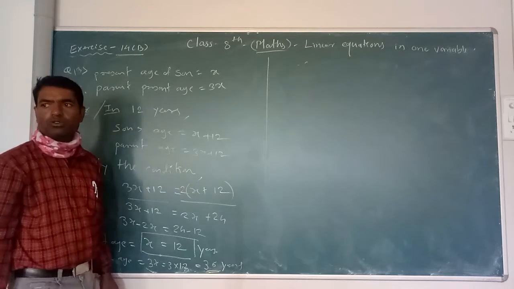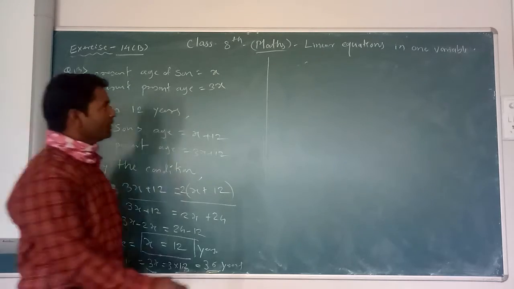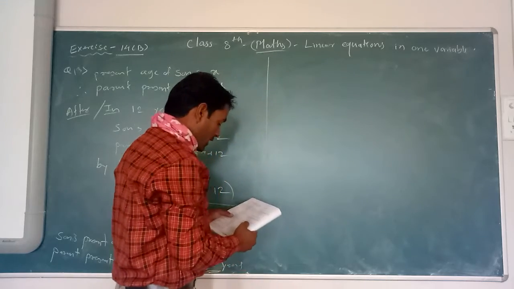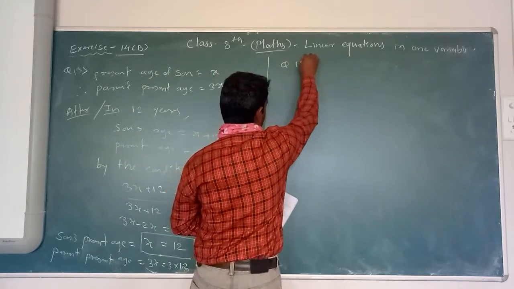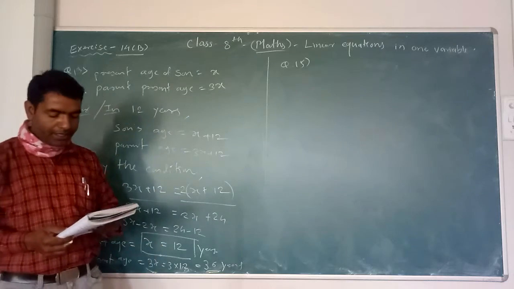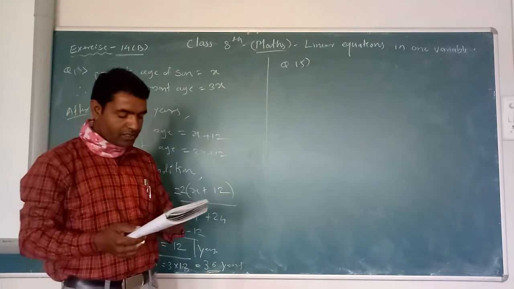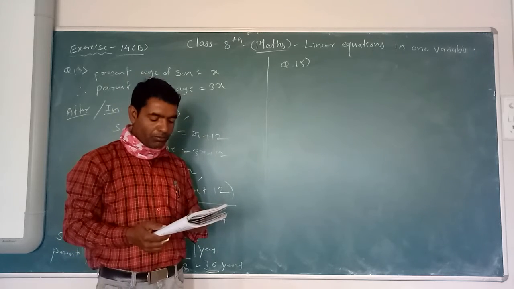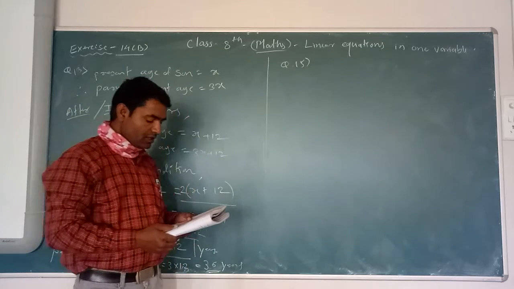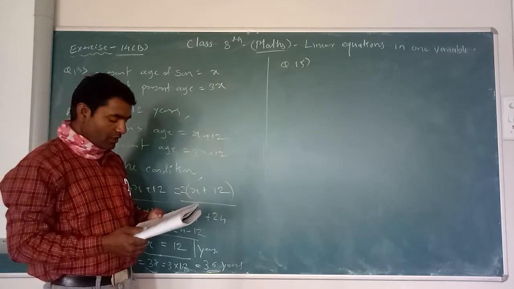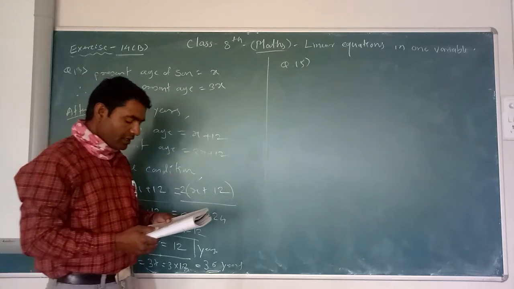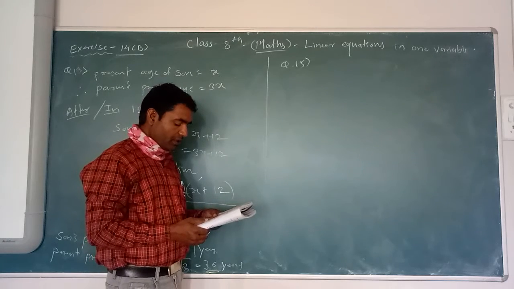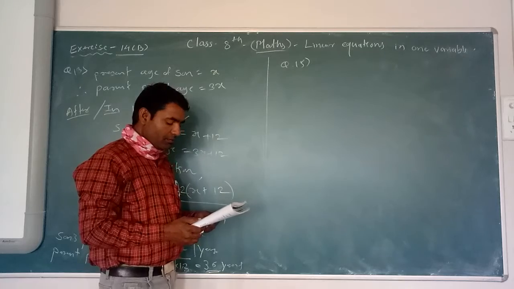The next question also depends on the same topic, which is the word problem. See now, question 15. A man completed a trip of 136 kilometers in 8 hours. Some part of the trip was covered at 15 km per hour and the remaining at 18 km per hour. So find the part of the trip covered at 18 km per hour.